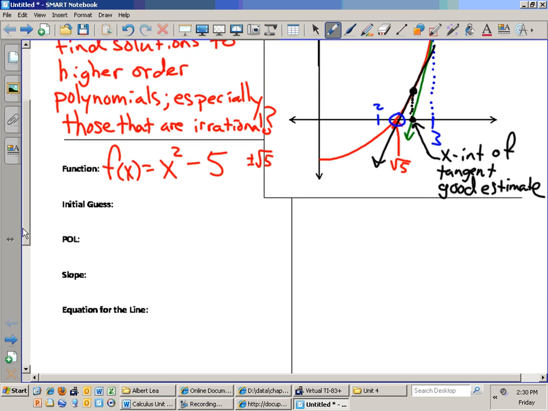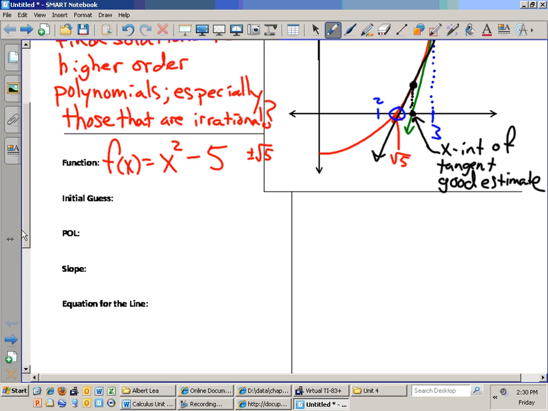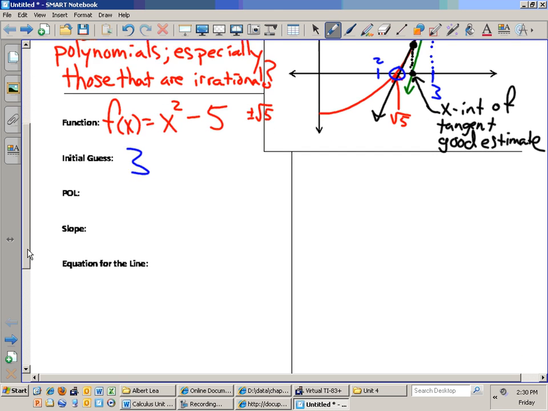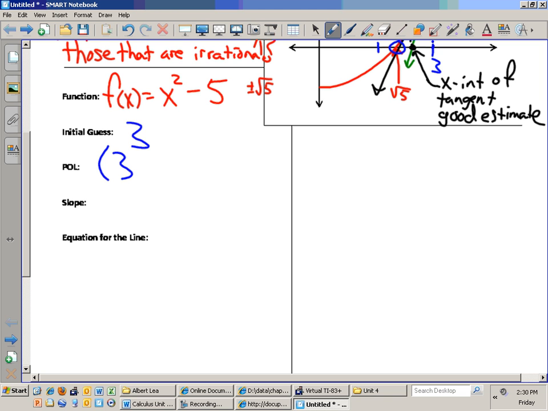And so let's actually do this. I chose my initial guess to be 3. That would mean that the point on my line would be 3, and whatever I get when I plug 3 back into my function, 3 squared is 9 minus 5 is 4. So the point on my line is (3, 4). And if you want to find the slope of that tangent line, you need to find the derivative of the function, which in this case is equal to 2x. So the slope at 3 would be f prime of 3, which is 6. So 6 is the slope.